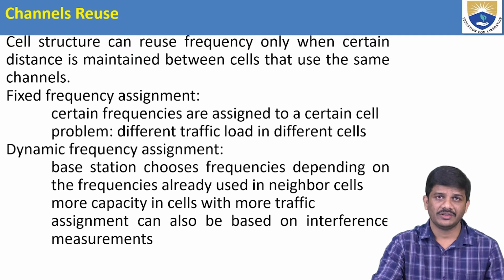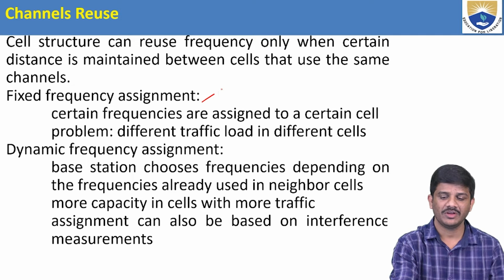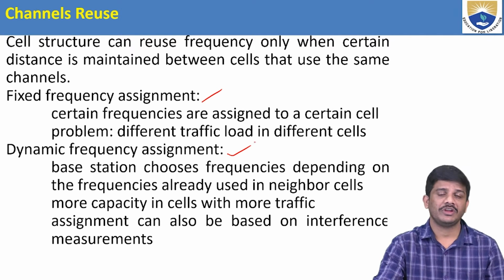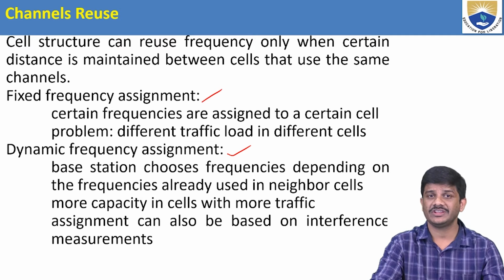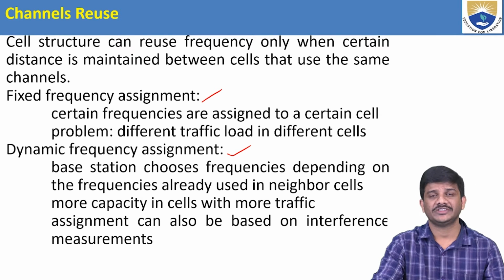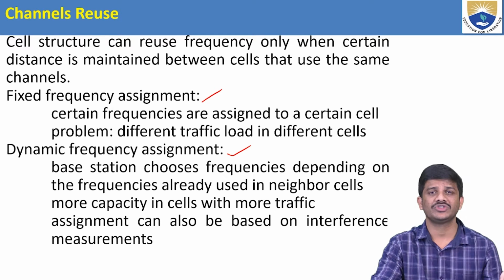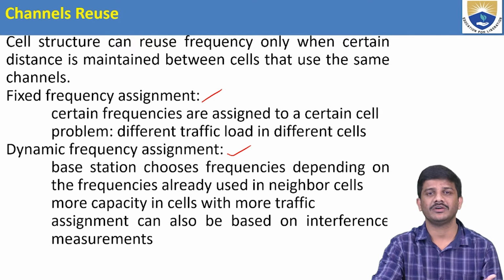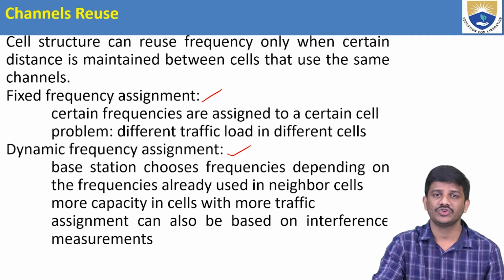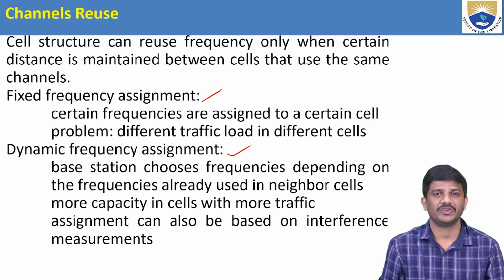Coming to the channel reuse concept, here we have two assignment strategies. One is the fixed frequency assignment, and the other is the dynamic frequency assignment. Up to now we discussed what frequency assignment is and what its properties are, but here we see two different types. In the first, fixed frequency assignment, as the name itself says, we are unable to change the frequency in the particular assignment. In dynamic frequency assignment, you can vary the frequency from both base stations. These are the main points in frequency assignment.